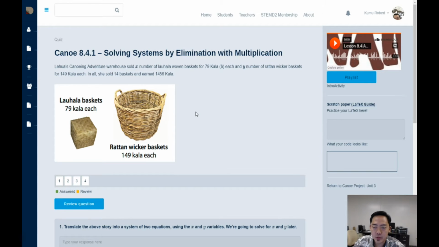In this activity, we will be translating the story into a system of equations. So first we have x representing the number of lauhala baskets sold. And then we have y representing the number of wicker baskets sold. We can write one equation describing the number of baskets sold, and we can also write another equation showing how much kala is earned. And then we conclude the activity by solving for x and y.